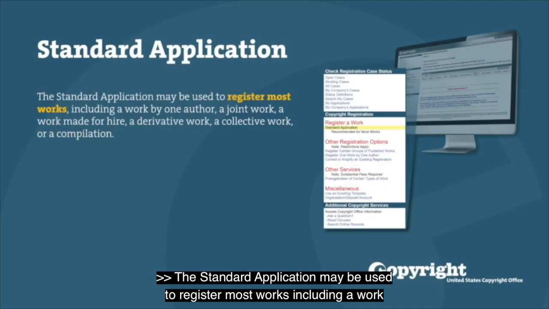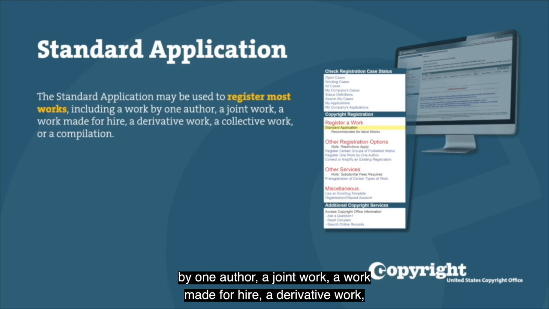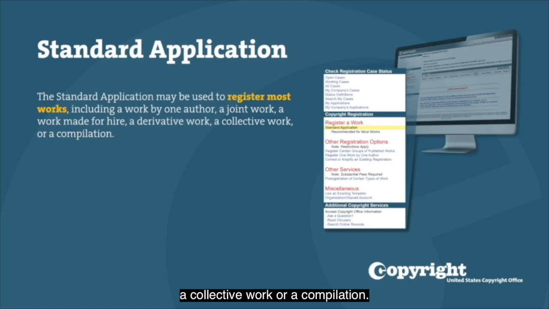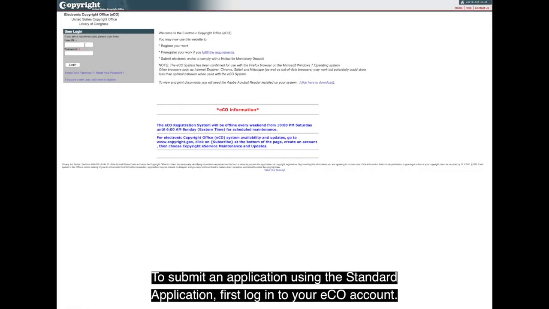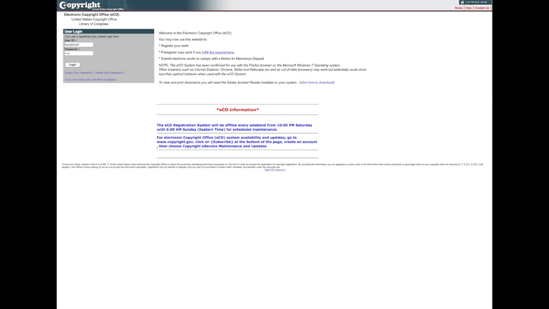The standard application may be used to register most works, including a work by one author, a joint work, a work made for hire, a derivative work, a collective work, or a compilation. To submit an application using the standard application, first log into your Echo account.